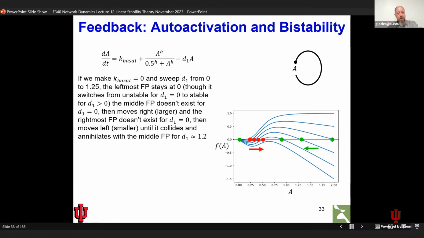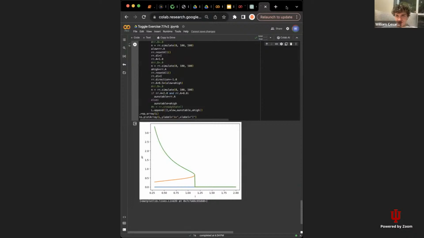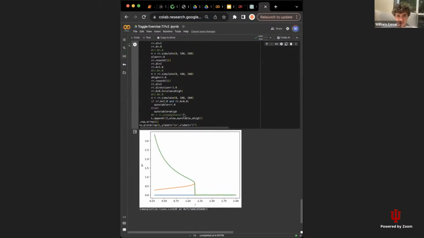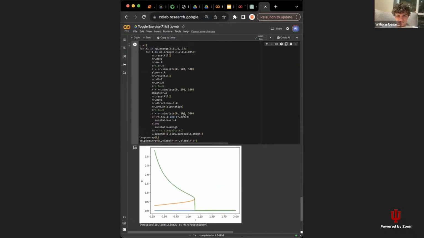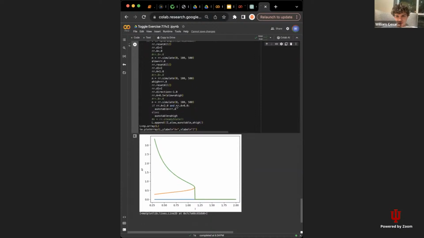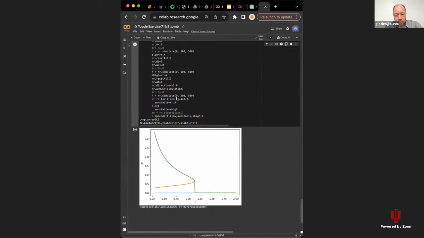So why don't people take the code that I just wrote? You should have access to it. I'll share it with you again. Just change the scan so that instead of scanning K-Basel, you are now scanning D1, and give me the bifurcation diagram for that. I mean, I just changed D1 from 0.3 to 2. And that looks perfect. Yeah, I mean that's it, right?